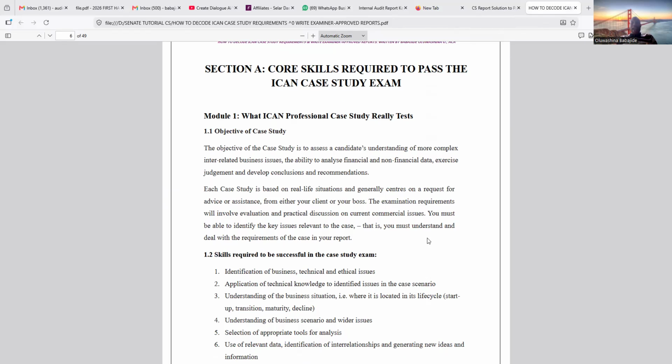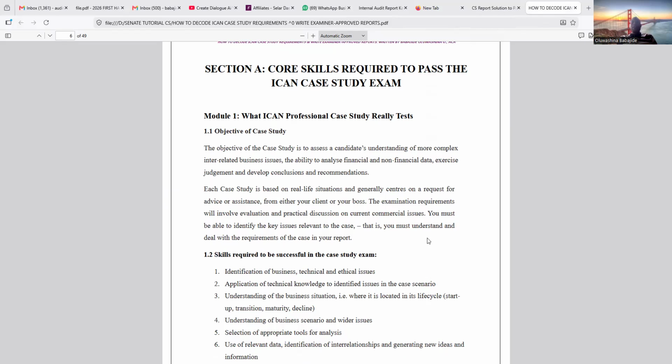What ICAN is going to test is business. So it's business issues. What has happened before is what they are testing students on. It's not that they are just forming the case study. No, it's a particular company that had issues before. Then they are testing the knowledge of their students: how will they deal with it in a real life scenario?